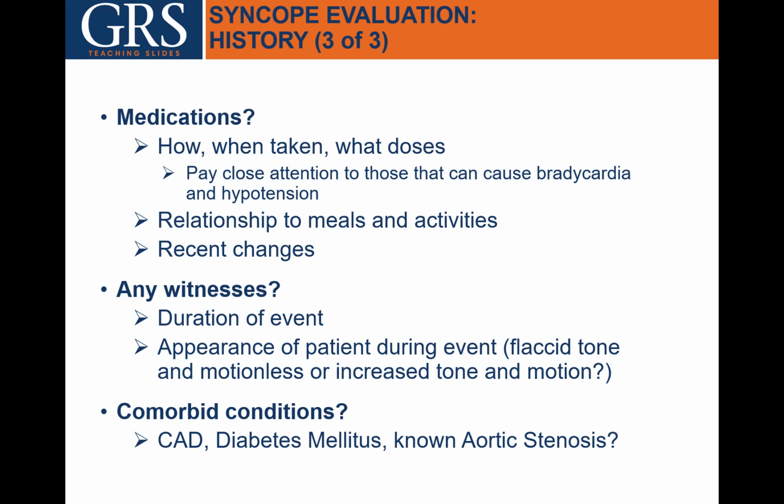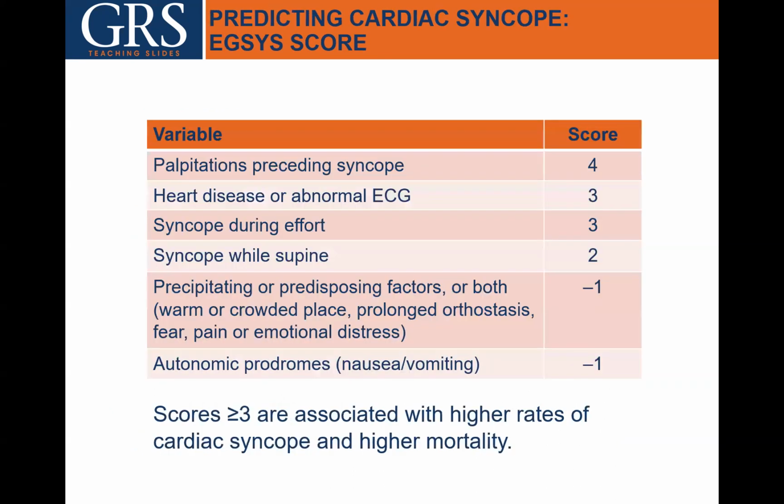So as we mentioned, syncope is normally less than 1 minute, while seizures last about 5 minutes. The appearance of the patient during the event, like flaccid tone and motionless or increased tone and motion, helps differentiate seizure from syncope. Comorbid conditions like CAD, diabetes, and aortic stenosis are all different risk factors that can cause syncope.